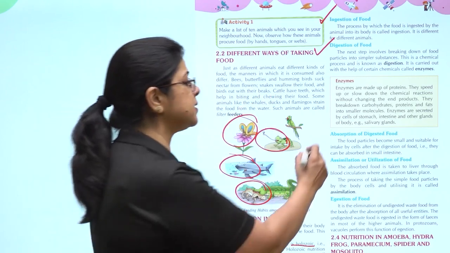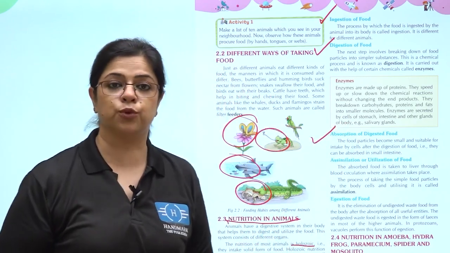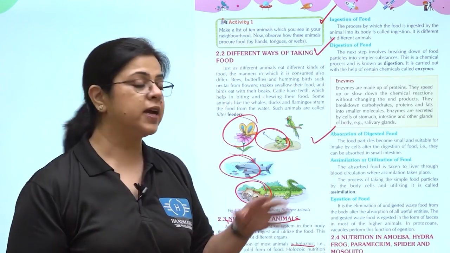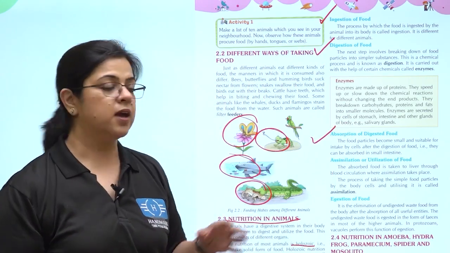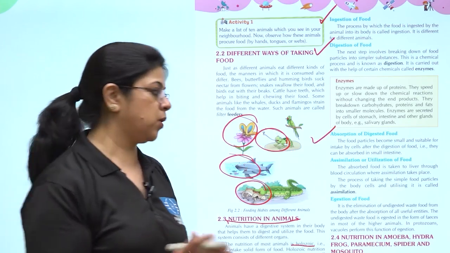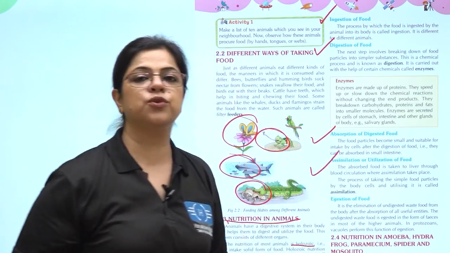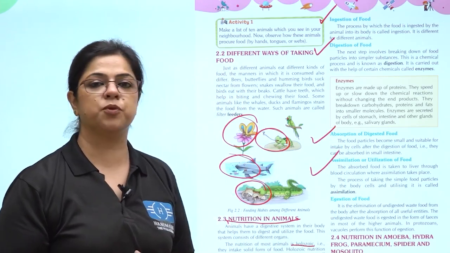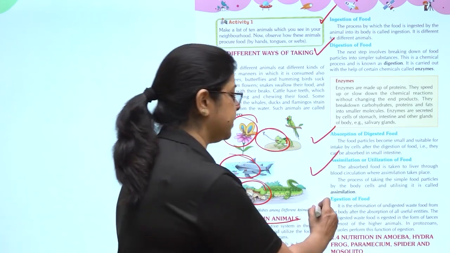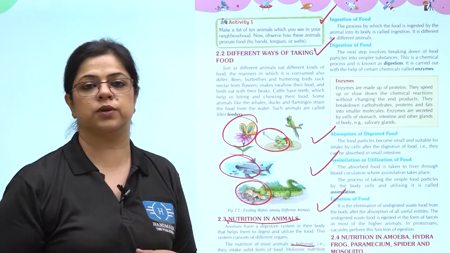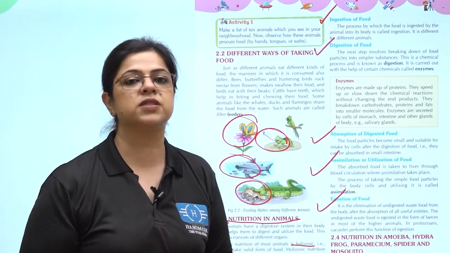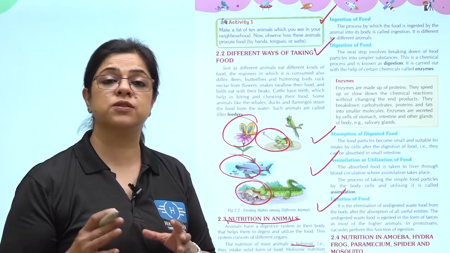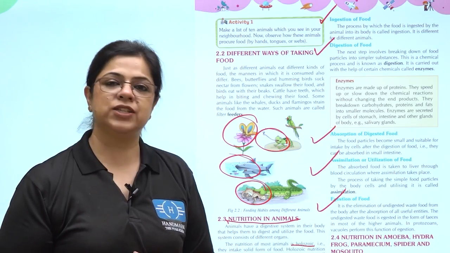The next step is absorption of digested food. Now that the food is digested and the nutrients are released from the food, they have to be absorbed by the body. And before they are absorbed by the body, it is important that the nutrients are supplied to various parts of the body, which happens during the process of assimilation. The food that is now left over, the food from which all the water and the nutrients have been absorbed, is waste food. The process of throwing out this waste food is known as egestion of food.